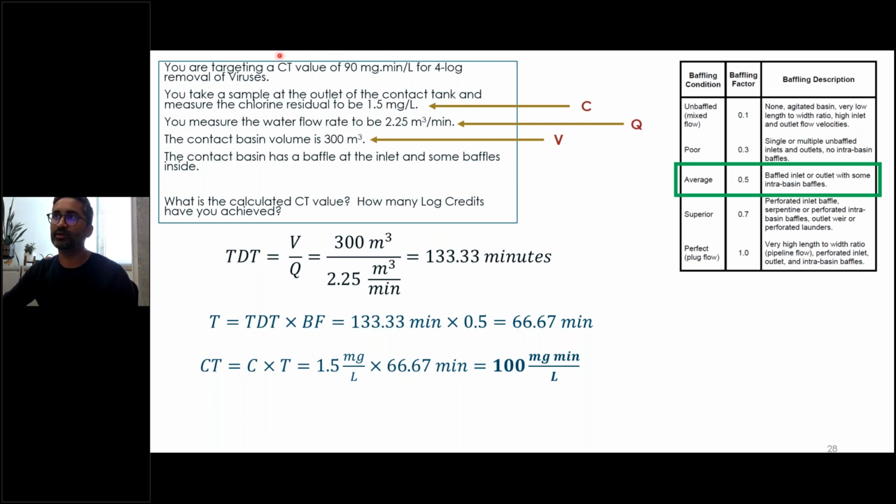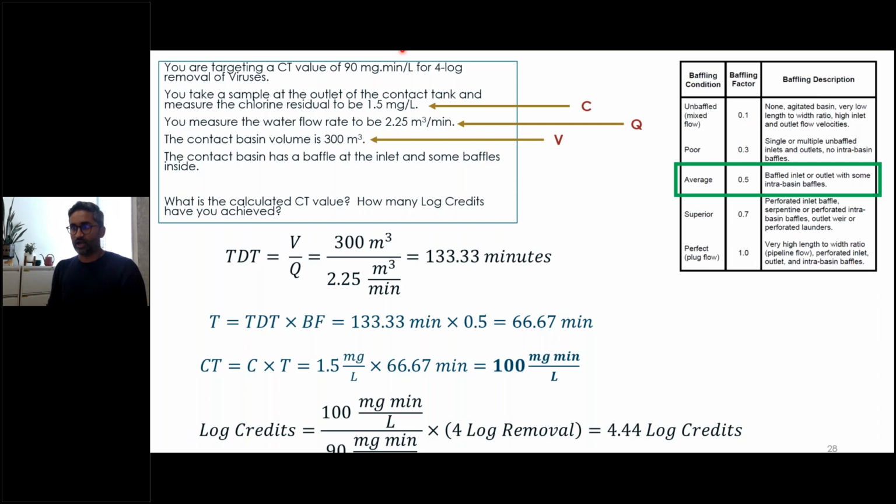Now we know from our table here, we're targeting 4 log removal of viruses. It requires 90 milligram minutes per liter of CT. So how many log credits are we getting? We can divide that from our calculated CT multiplied by 4 log removal, which is what we're targeting. And we know that because 100 is bigger than 90, we're actually exceeding that, we get a little extra credit. So we're meeting our 4 log removal that we're aiming for.